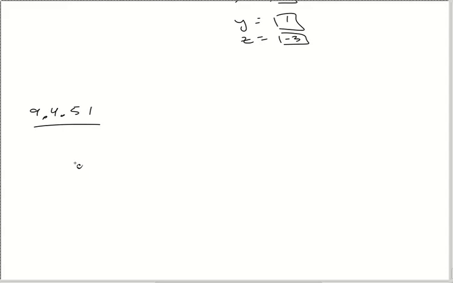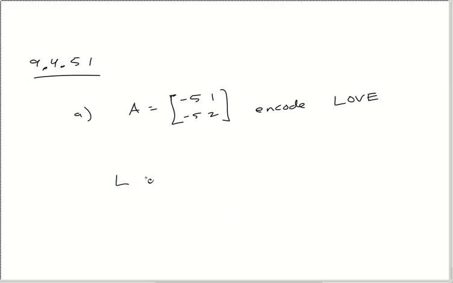So, for part A, they say that we have A is equal to negative 5, 1, negative 5, 2. So that's your matrix. And they want you to encode a 4-letter word, and this time it is love. Oh, so nice. So first off, we need to find out the numerics for each letter as I go through the alphabet. A is equal to 1, B is equal to 2, C is equal to 3, and all the way down. So I'm going to give you L is equal to 12, O is equal to 15, V is equal to 22, and E is equal to 5.